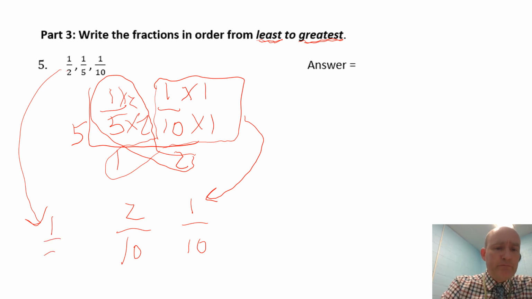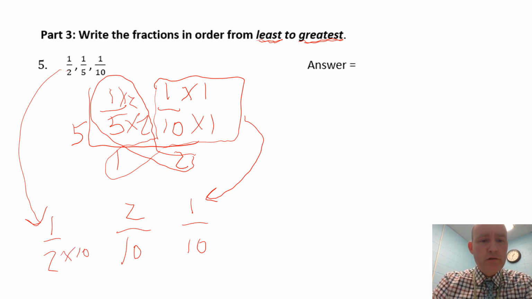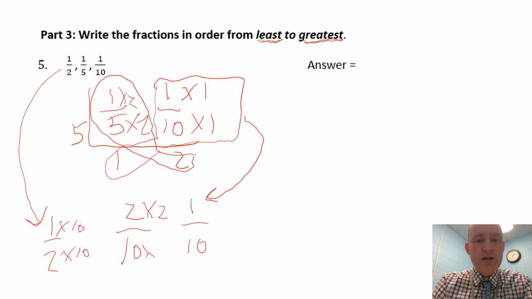Now wait a minute. The 1/2 is different in terms of a denominator. So how do we make that denominator the same? Well, we just simply cross multiply each denominator. We bring over each denominator, and we multiply the top and the bottom. So we're going to take 10, 2 times 10, 1 times 10. And we're going to take the 2 over here, 2 times 2. And if we have 1 times 10 and 2 times 10, 1 times 10 is 10 over 20.